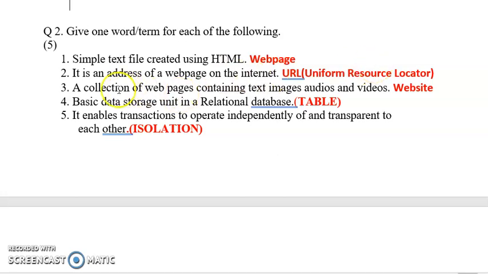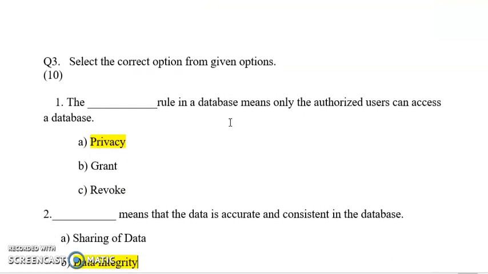Then we have the next one. Basic storage unit in a relational database is nothing but a table. And the last is, it enables the transactions to operate independent of, transparent of each other. It is called isolation.